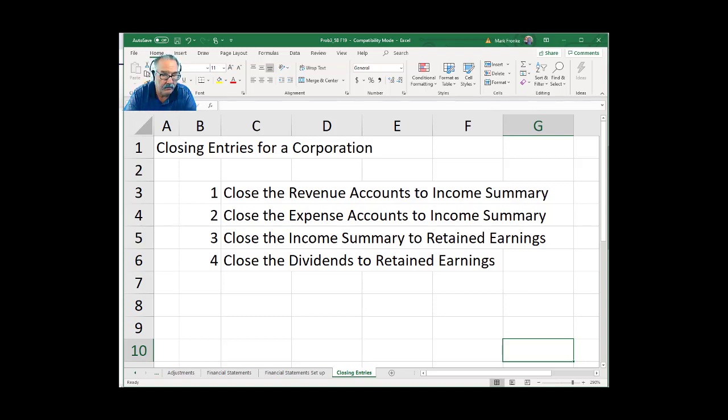So closing entry number 3 is to close the income summary, which is going to be net income. You have revenue and expenses in this income summary account, and then we're going to move it to retained earnings, which is where we want it. And then we close the dividend account to retained earnings because that's where our income and our dividends end up, retained earnings. The words retained earnings means the earnings that we have kept in the business.